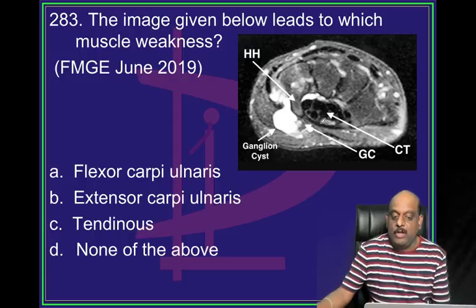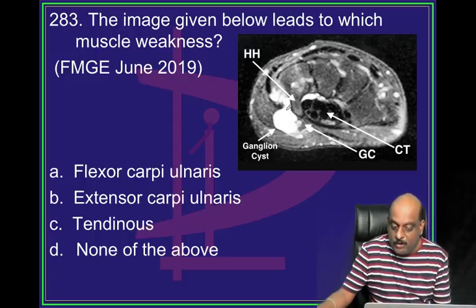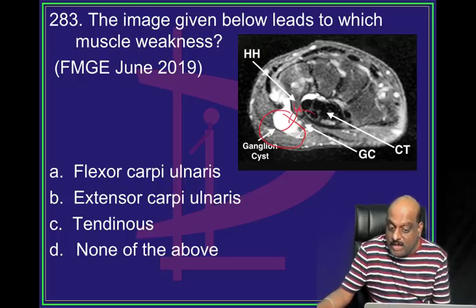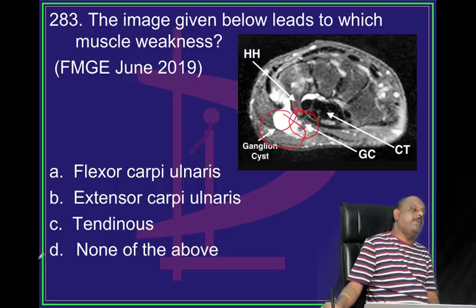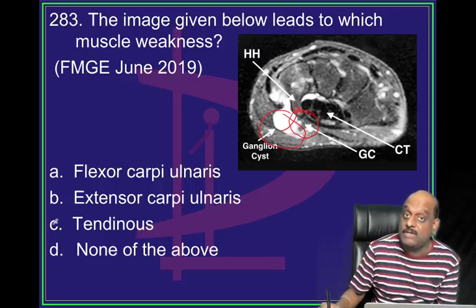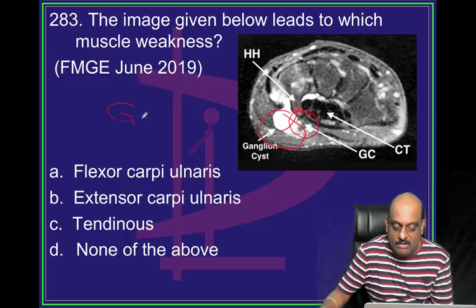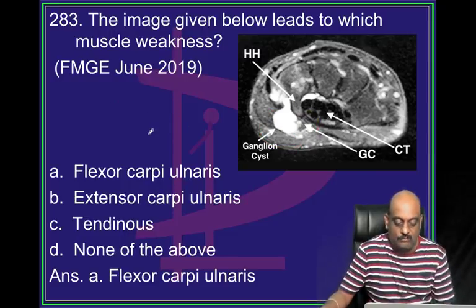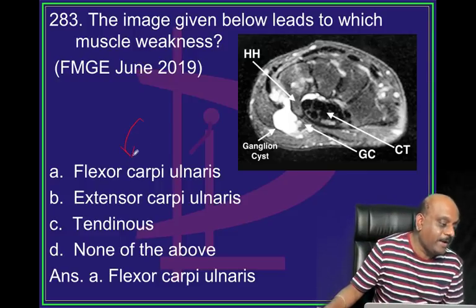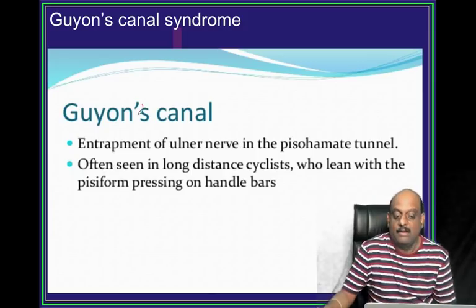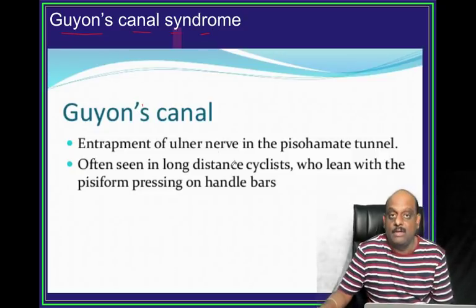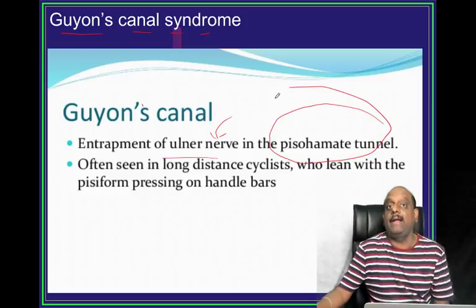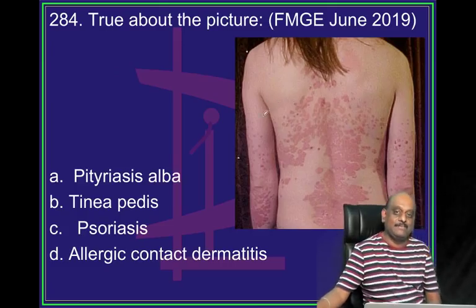So Doctor, the image below where there is a ganglion cyst trying to encroach on the Guyon's canal, which muscle weakness do you see? Which nerve is injured in Guyon's canal syndrome? Ulnar. So flexor carpi ulnaris is the one which becomes weak in Guyon's canal syndrome, where there's an entrapment neuropathy of the ulnar nerve in the pisohamate tunnel is what you should remember.